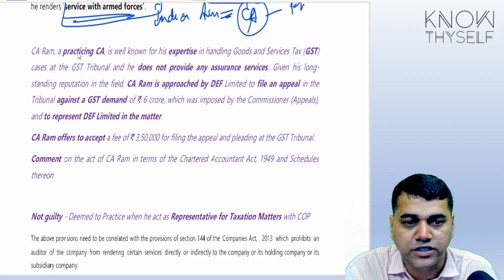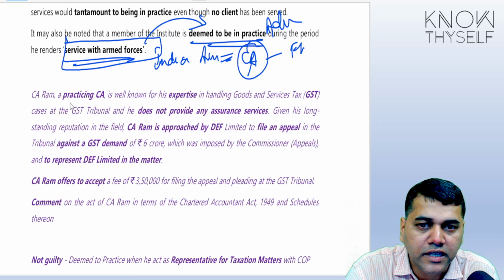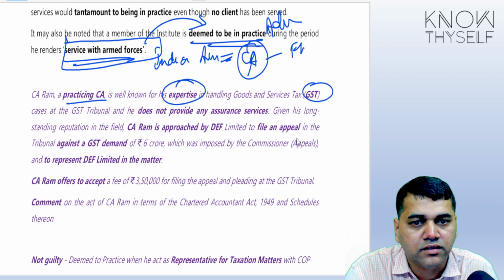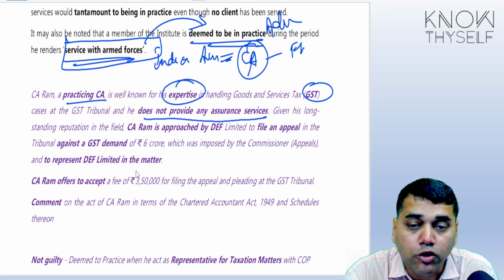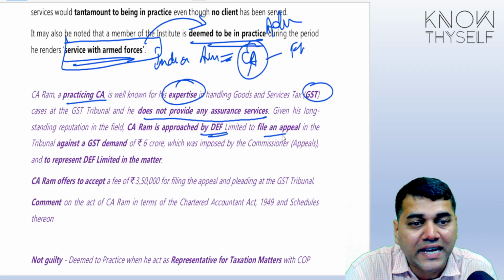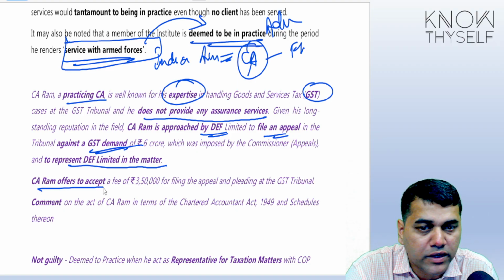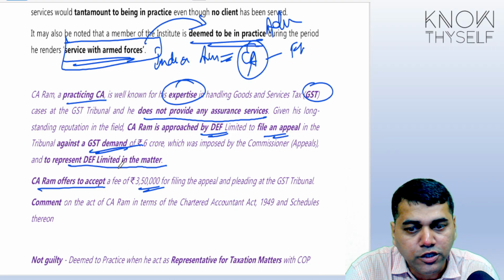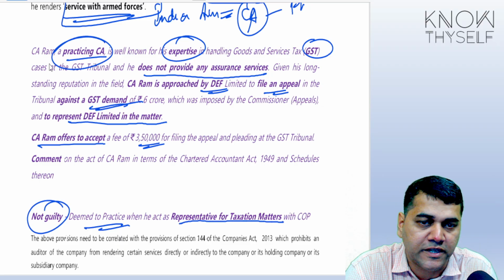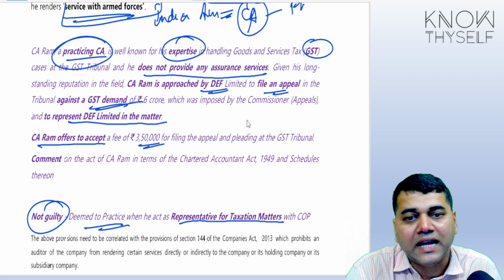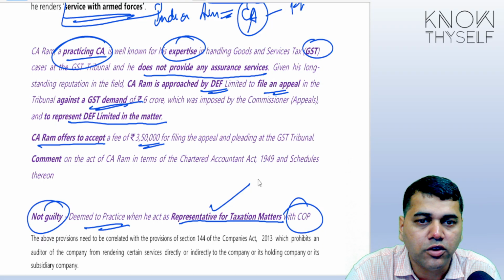Now, let us see some of the questions which have come for the examination. Now, CA Ram is a practicing CA having expertise in GST, but does not provide any assurance service. That means he will not sign, but he is a good GST professional. He can talk to the GST tribunal and all. Ram is approached by DF to file an appeal against the GST demand of 6 crore to represent DF Limited. Ram offers to accept a fee of 3,50,000. Comment whether he can do that. Yes, he is not guilty because he is deemed to be in practice because representative for taxation matter and he is a practicing CA. Please understand. He is a practicing CA and as a practicing CA, he can take representation for taxation related matters. So he is not guilty of professional misconduct.